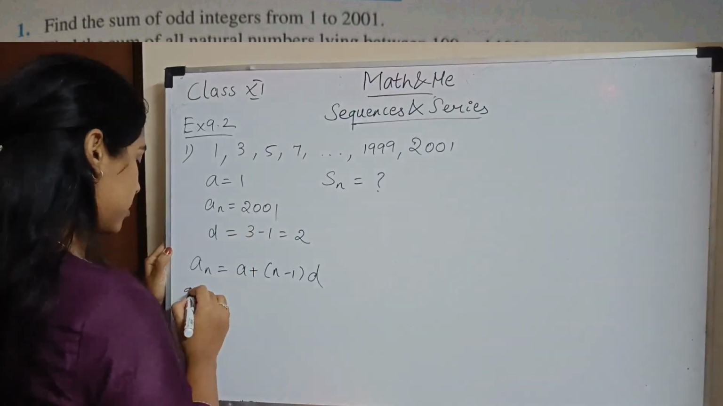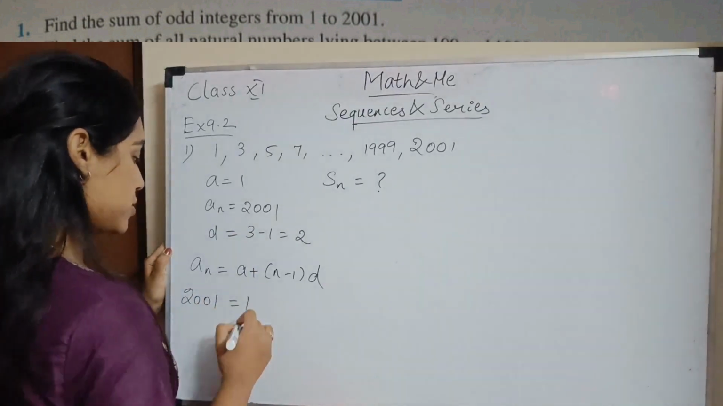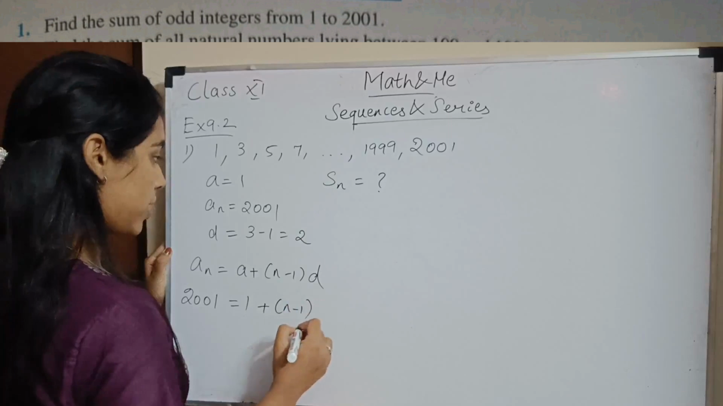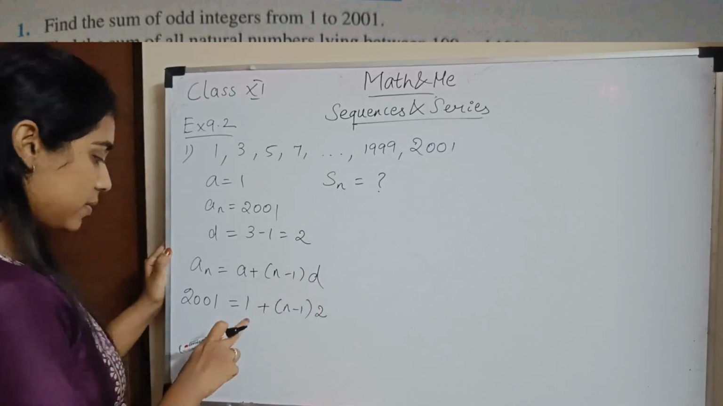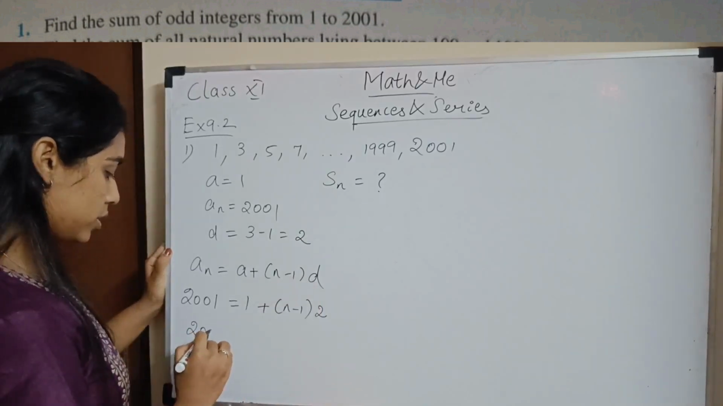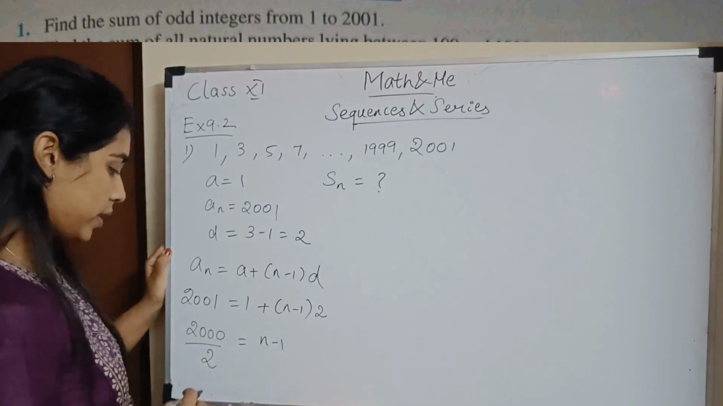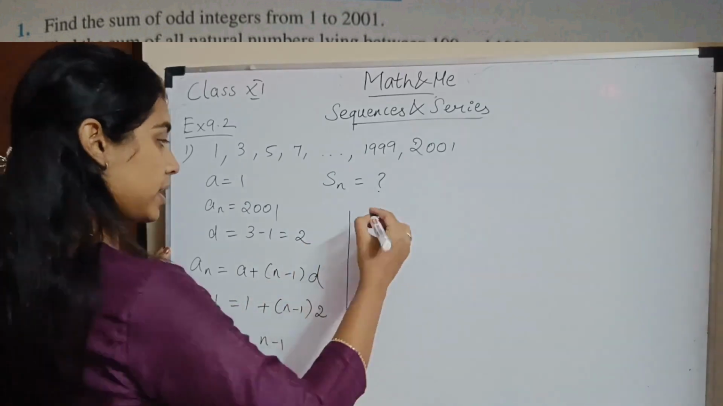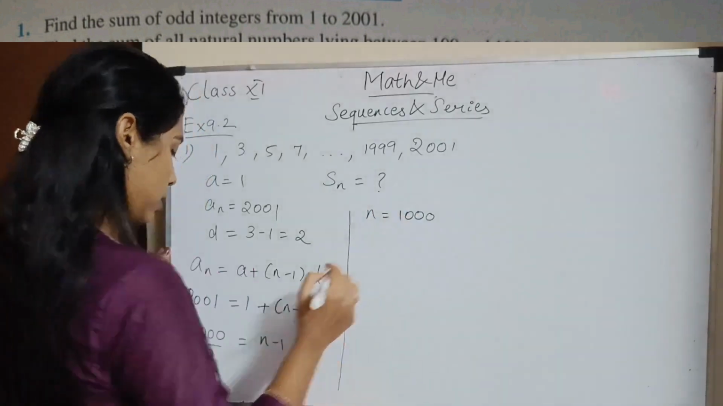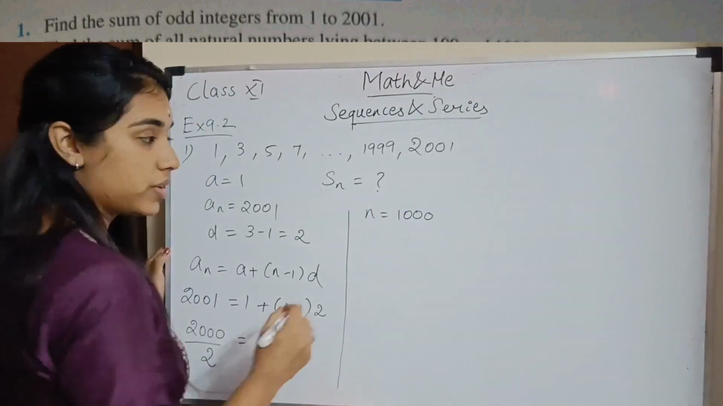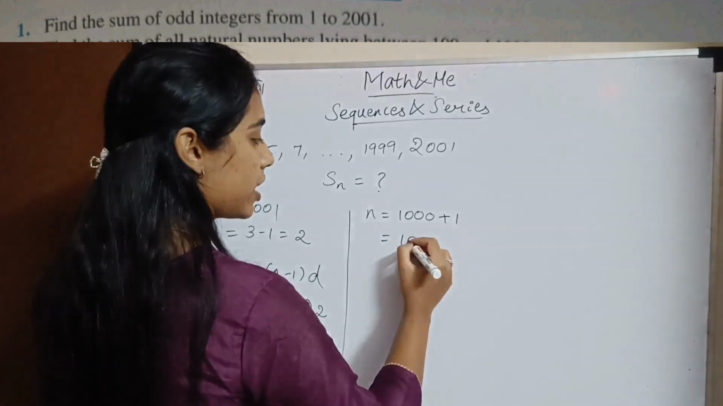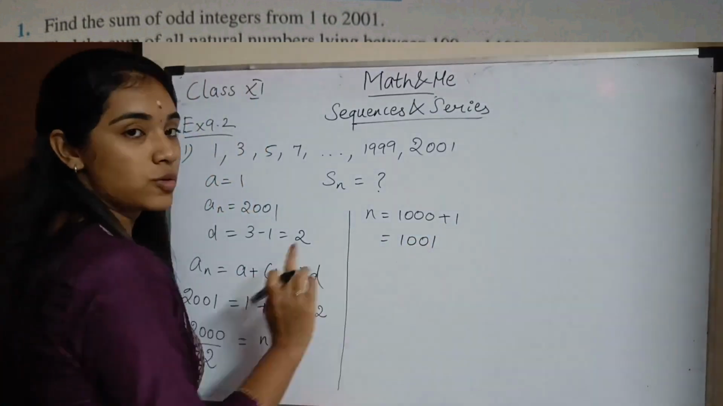So, An, 2001 equals 1 plus n minus 1 into D. When I subtract, I have 2000 divided by 2 equals n minus 1. So 1000 equals n minus 1. When I cancel this, I bring the 1 to the other side, so plus 1. So your number of terms is 1001.